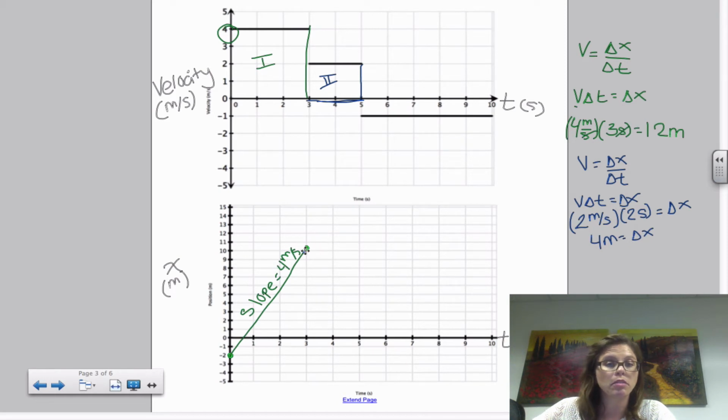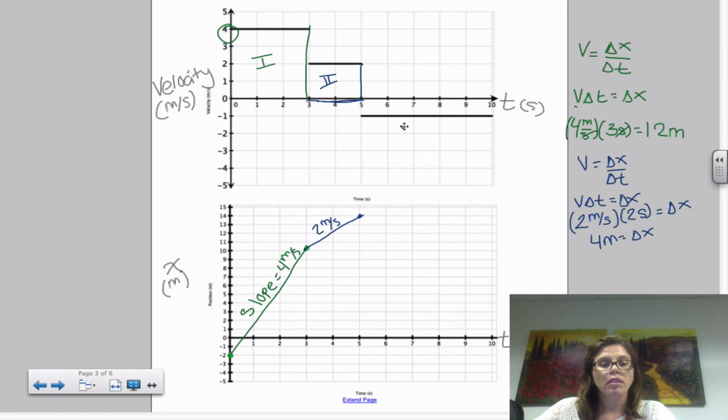So 4 meters is our displacement. So for part 2, we're right here at 10. I want to go up to 14. 14 right there, in 2 seconds. And so the slope is 2 meters per second right there. And you could tell the slope of the line changed. It was steep, and now it's not so steep.